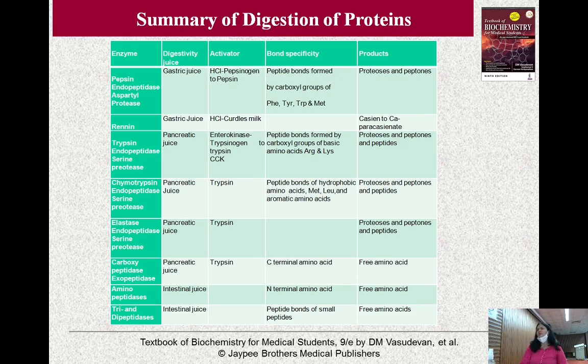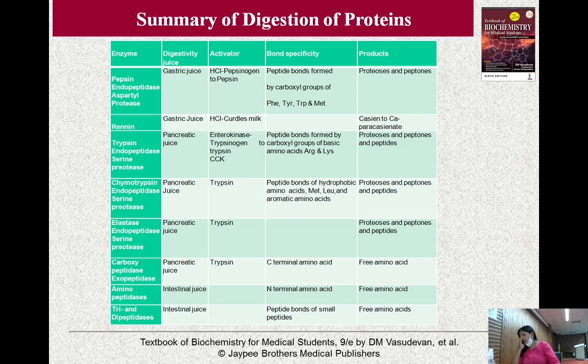Clear? Any confusion? Students? Vaishnav is there? Yes, sir. From the beginning till the end, just tell me the enzymes which are present in the gastric juice, proteolytic enzymes. Pepsinogen and renin. How is pepsinogen converted into pepsin? With the presence of HCl.